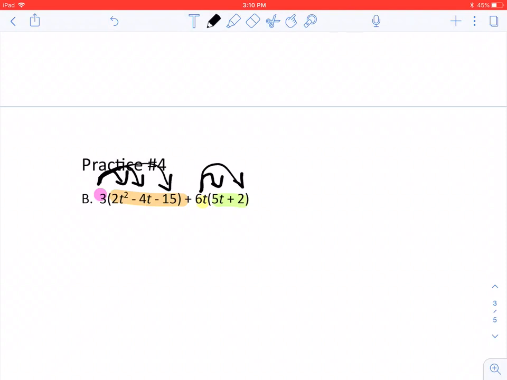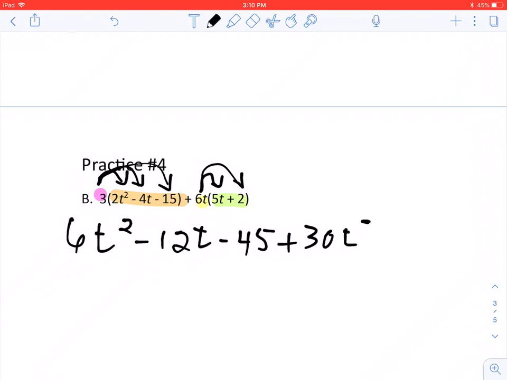So let's do it. 3 times 2t squared is 6t squared. 3 times negative 4t is negative 12t. 3 times negative 15 is negative 45. All right, so we distributed the 3 to everything. Now the 6t has to get distributed to everything. 6t times 5t squared is 30t squared. And 6t times 2 is 12t.